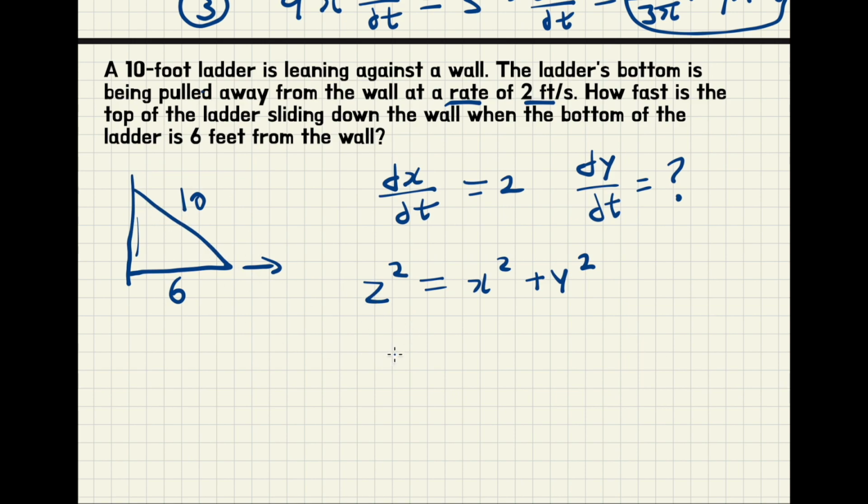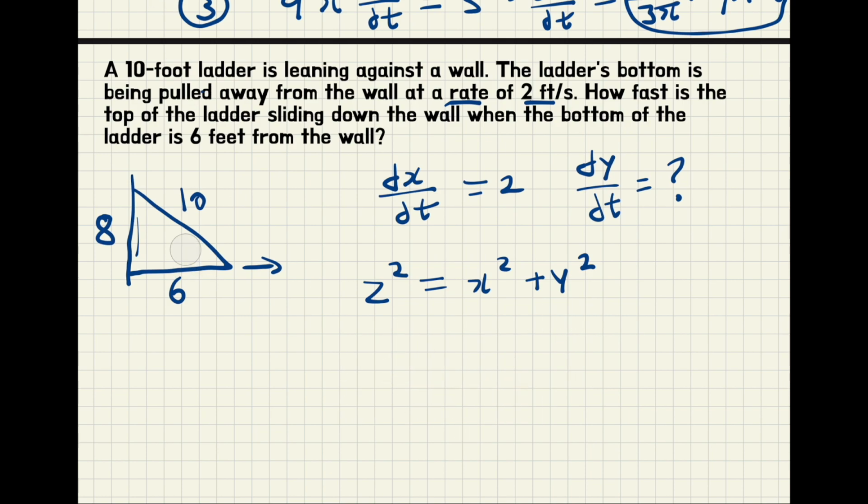So solving: z equals 10, so 100 equals x, which is 6, 6 squared is 36, plus y squared. You can say that y squared is equal to 100 minus 36, which is 64, right? y is equal to the square root of 64, which is 8. Actually, it's plus or minus 8, but it is positive 8 because length can't be negative. So we can replace this with 8, right?